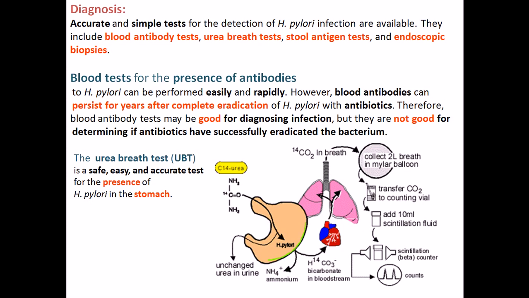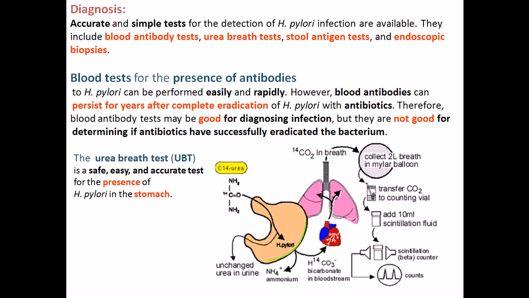now what can be the diagnosis for that? Diagnosis for Helicobacter pylori can be blood tests, the urea breath test, and sometimes a stool test, but in very few cases. Normally blood tests, urea breath tests, and stool antigen tests are conducted.